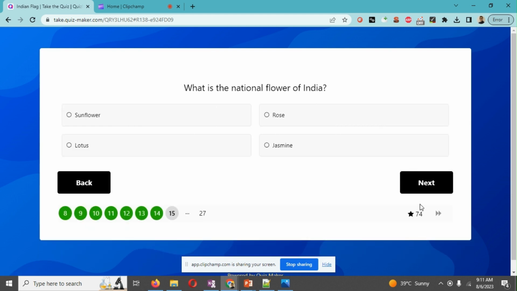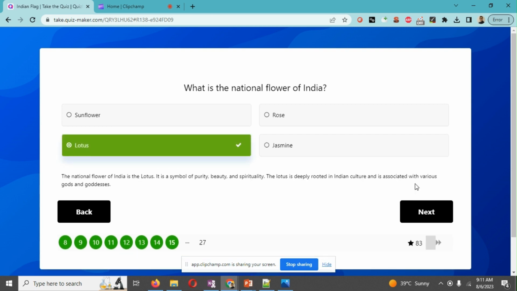What is the national flower of India? Very important. It's Kamal. That is in Hindi. लोटस बोलते हैं अंग्रेजी में.